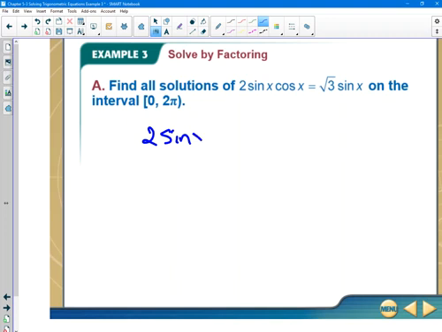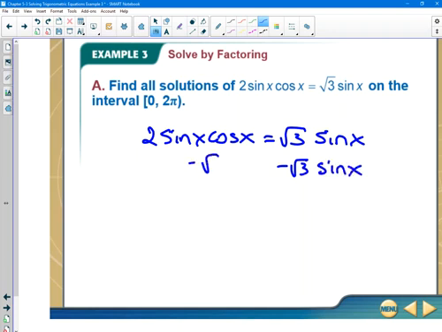2 sine x cosine x equals root 3 sine x. So the first thing I'm going to do is I'm going to treat this like a quadratic. And I'm going to ask a question and give you a second to think about it so that I don't just give you the answer right away. But when it's a quadratic, what do we have to set the equation equal to? So think about that. When we're solving quadratics, we set the equations equal to 0. So for me to do that here, I would have to subtract root 3 sine x from each side.